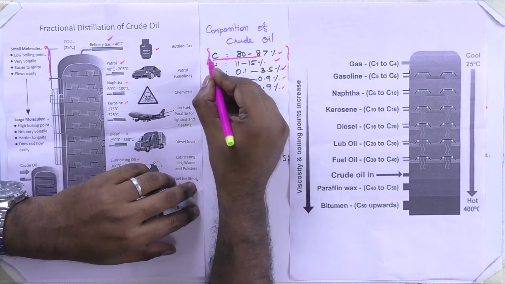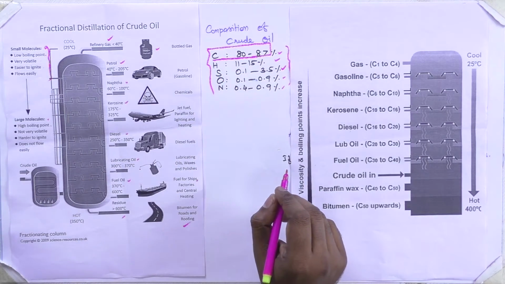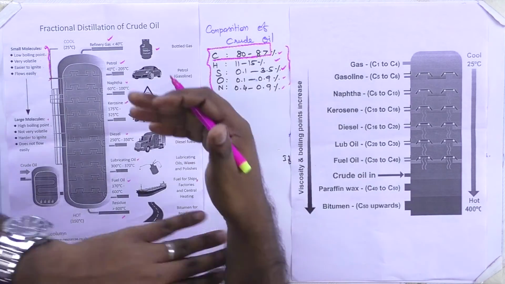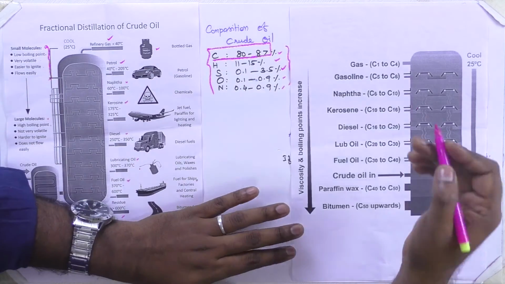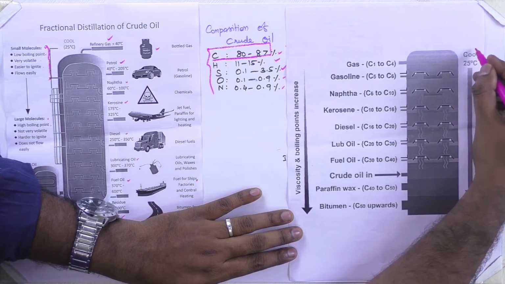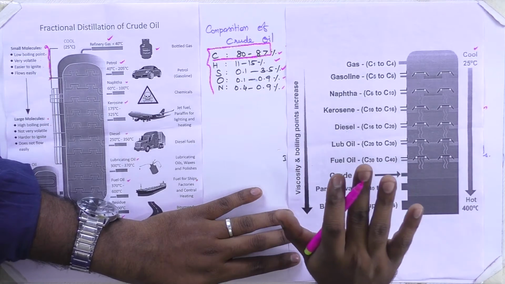Then depending upon the concentration of carbon, we may classify it into different cases, which are also derived from that crude oil. In this case we already discussed the temperature is around 25 degrees Celsius, as in room temperature.